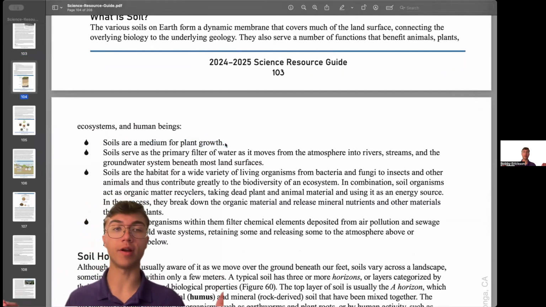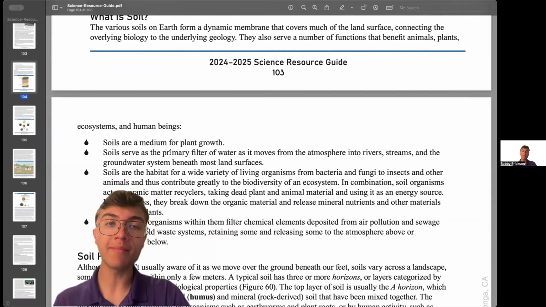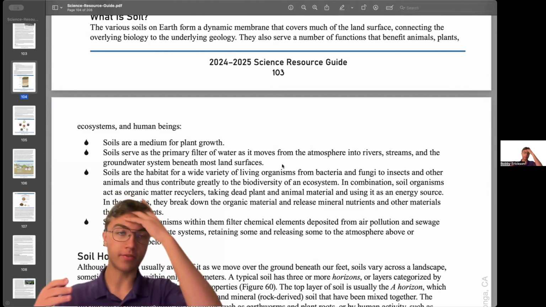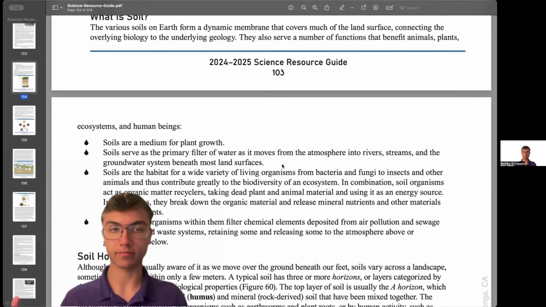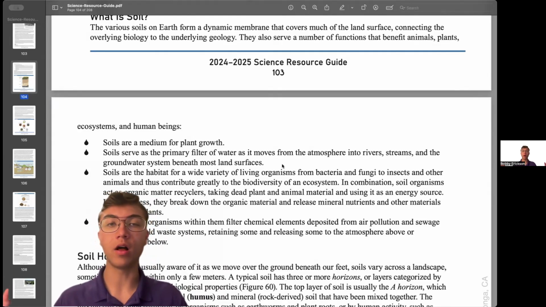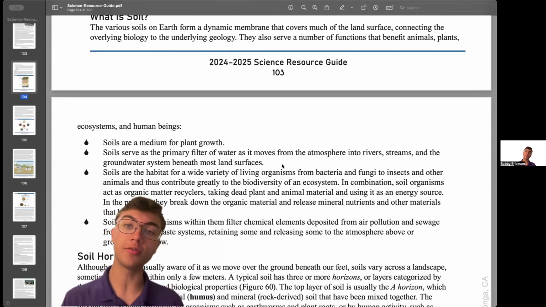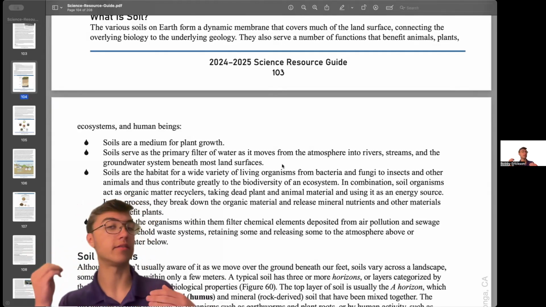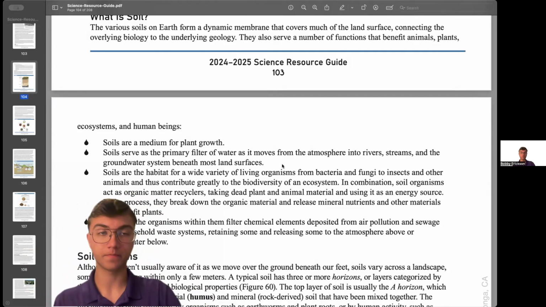Plants grow out of soil. Soils serve as a primary filter of water as it moves from the atmosphere into rivers, streams, and the groundwater system beneath most land surfaces. So, if you think about it, it is where a lot of the water accumulates before going into the atmosphere, or after being in the atmosphere, into rivers and streams and into soils. And so it's this connecting point between the atmosphere and lots of different groundwater.